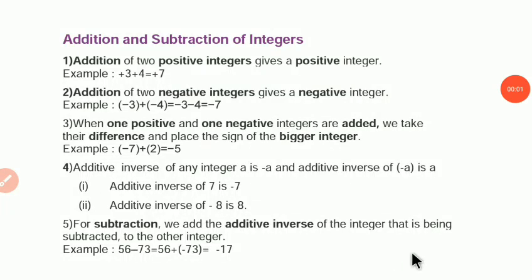Hello students. On the last day of our class, we had discussed the definition of integers and how to represent or perform different operations on the number line. So let's revise once again the definition of integer. What is an integer? An integer is a whole number which can be positive, negative or zero.